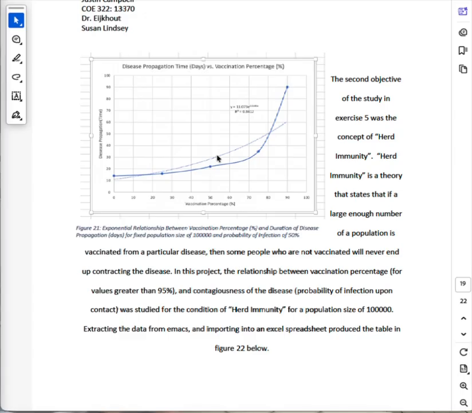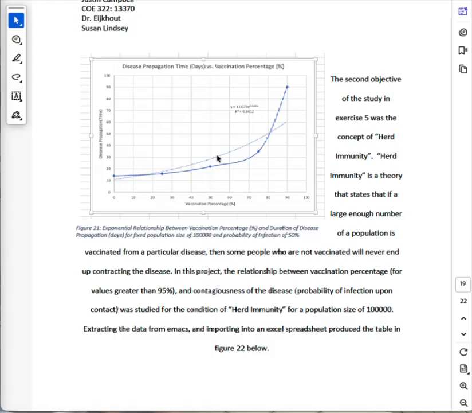It was then found that in general, for a fixed population size and infection probability upon contact, the duration of the disease propagation will have an approximately exponential relationship with the vaccination percentage. So this trend was extended to other realistic combinations of population sizes and probability of infection upon contact.